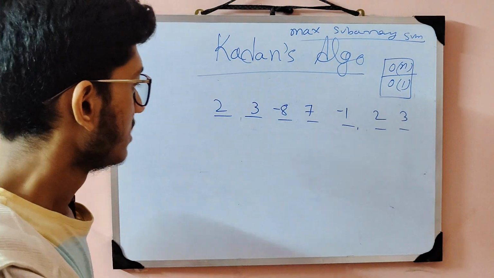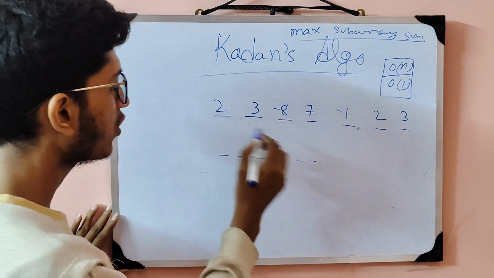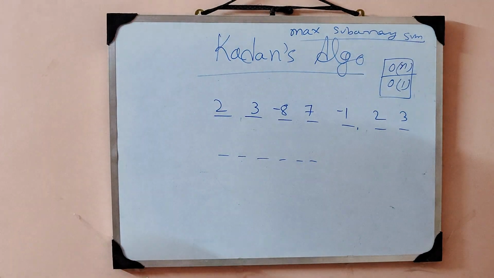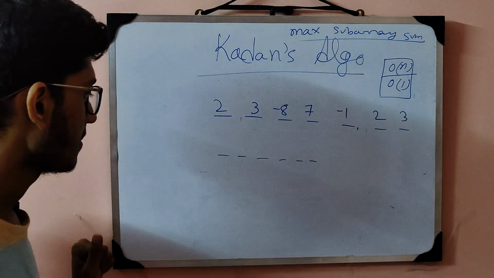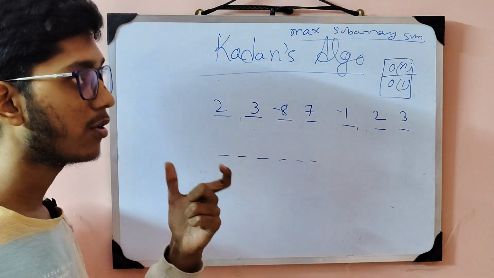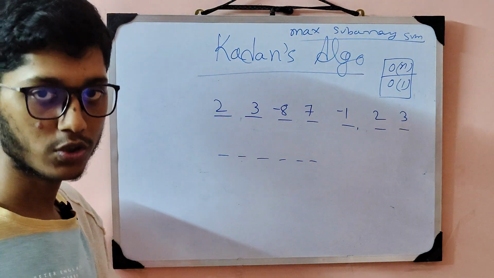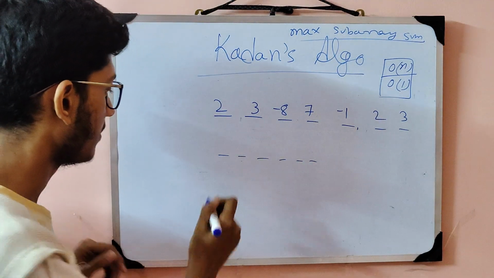So how can we do that? Suppose you are given this array. I'm not writing the elements, to not make it too complex. So how can we get all the subarrays in this? What will be the most naive or most brute force approach to this problem?